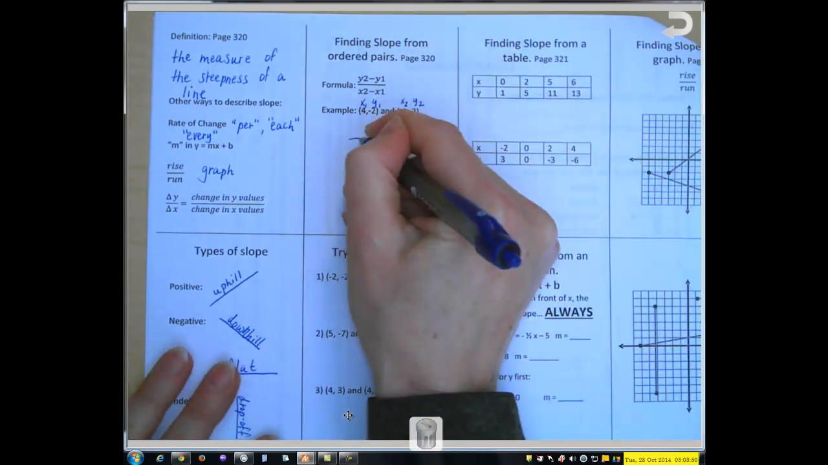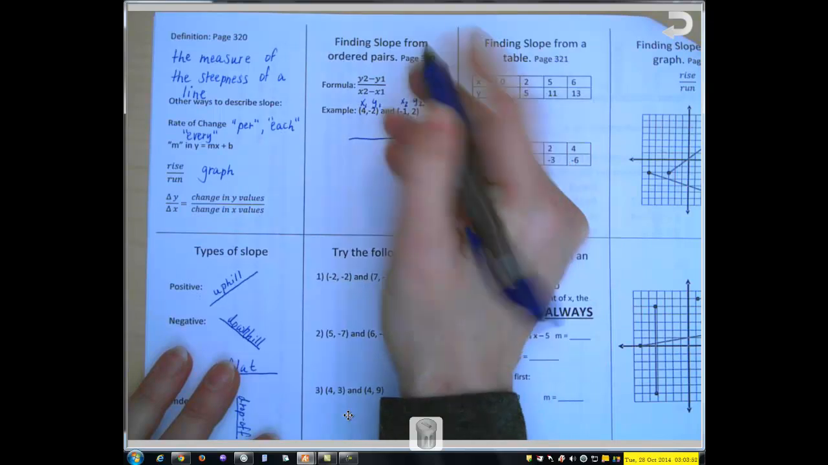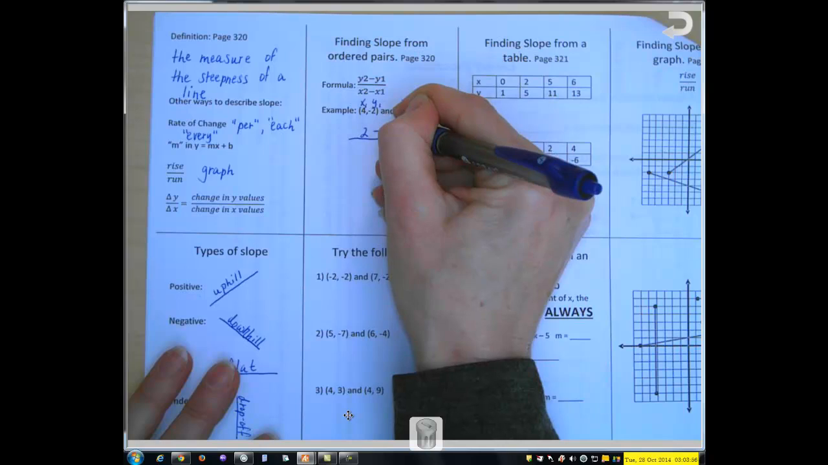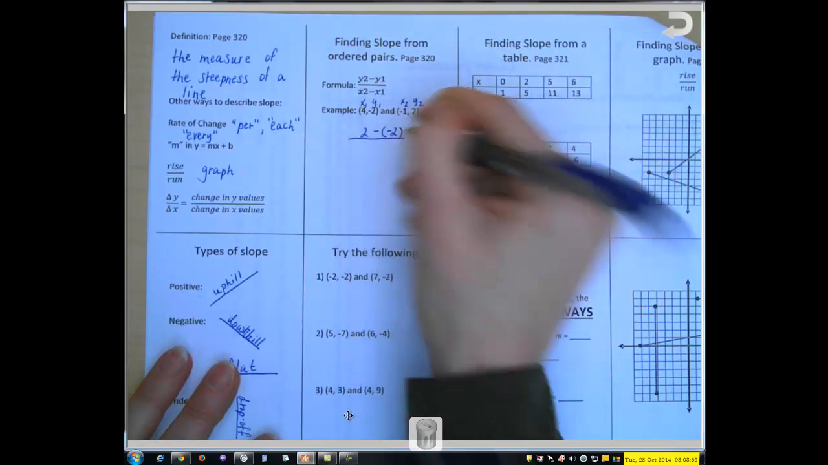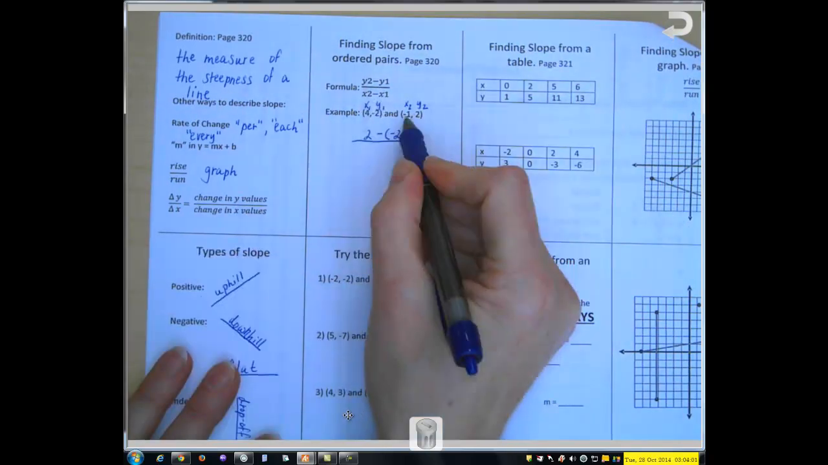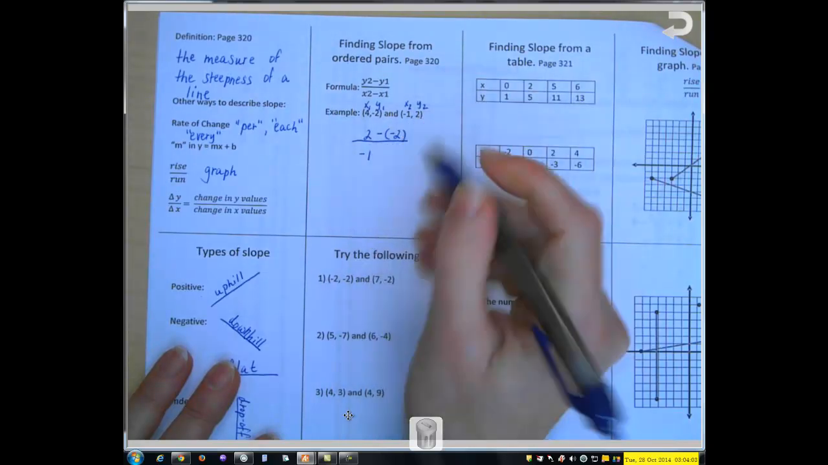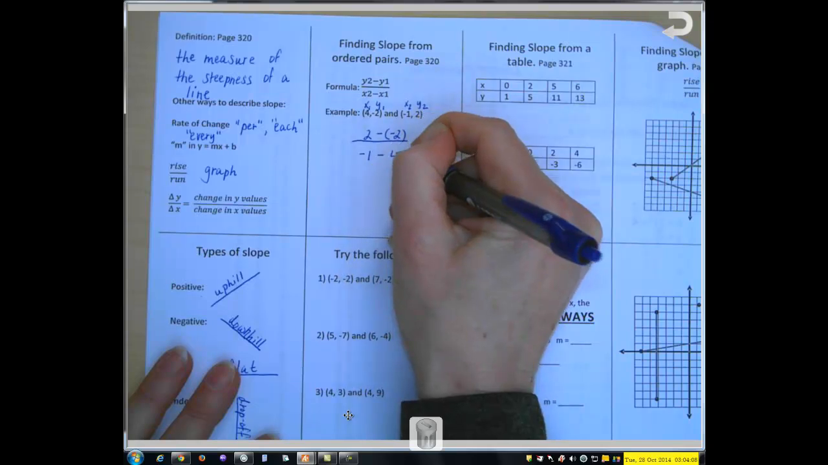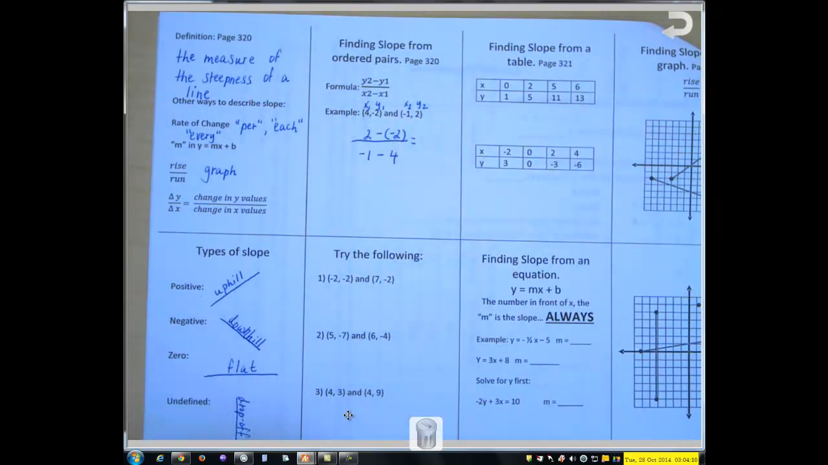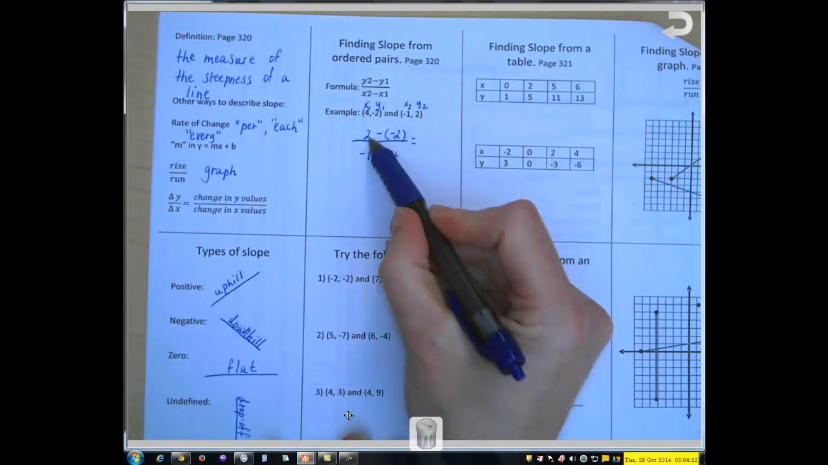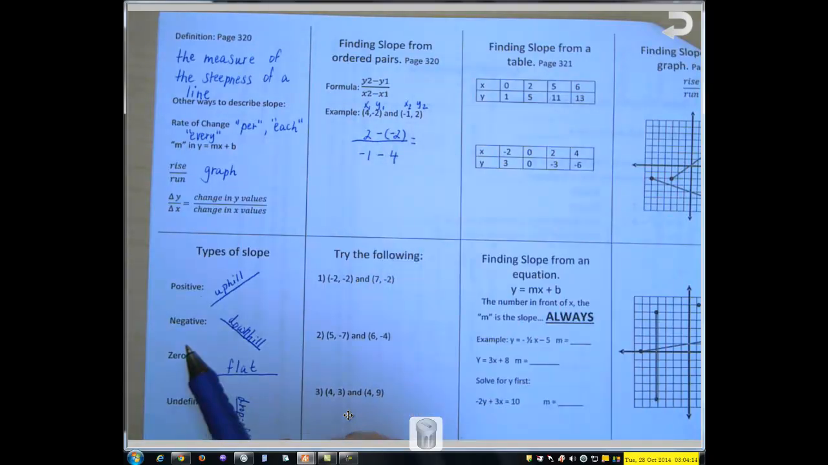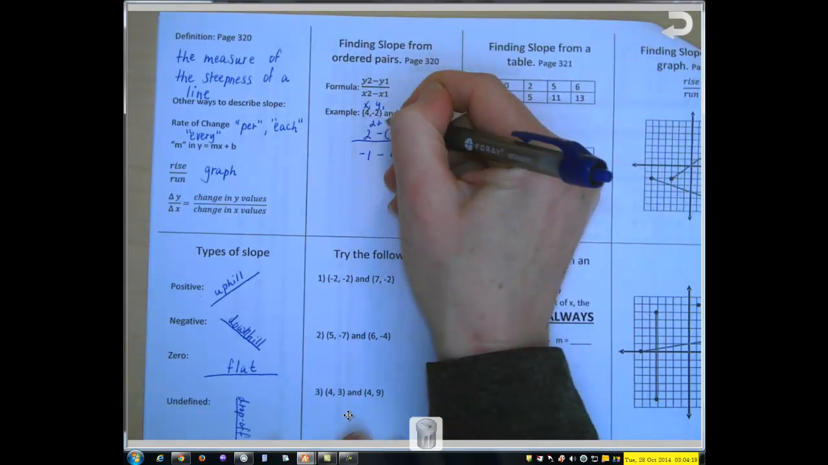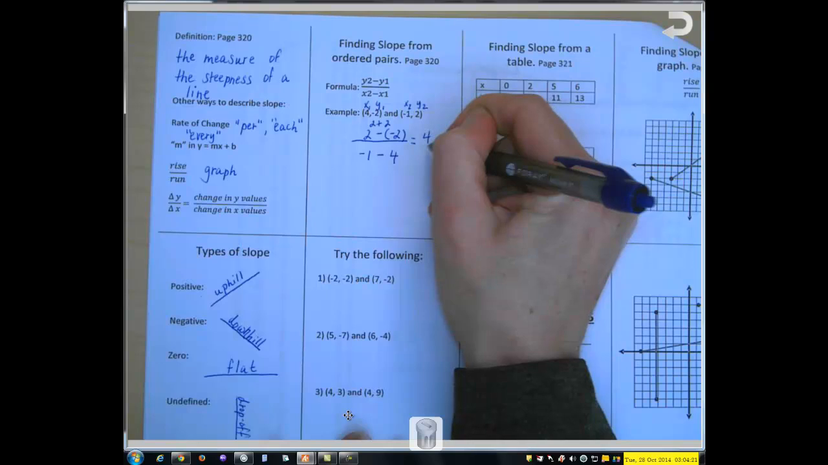So I'm going to plug into my formula. y2 is 2, y1 is negative 2, so 2 minus a negative 2. x2 is negative 1, and x1 is 4, so negative 1 minus 4. Now I just have to simplify. 2 minus a negative 2 is the same as saying 2 plus 2. So 2 plus 2, that would be 4.